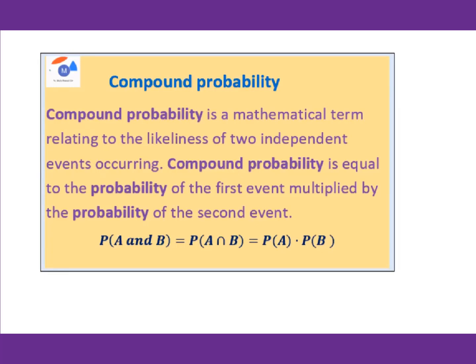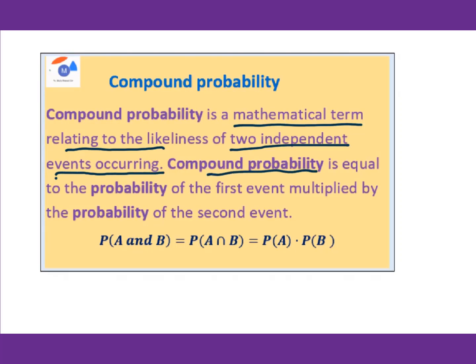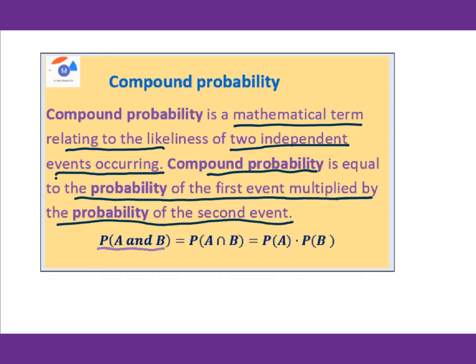Compound probability is a mathematical term relating to the likeliness of 2 independent events occurring. Compound probability is equal to the probability of the first event multiplied by the probability of the second event. In other words, probability of A and B equals probability A times probability B.